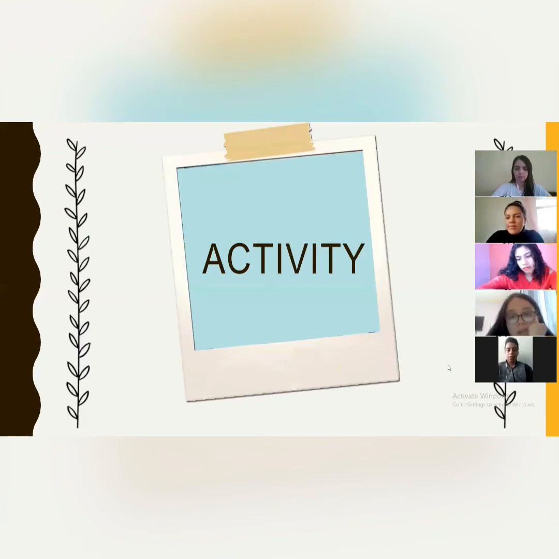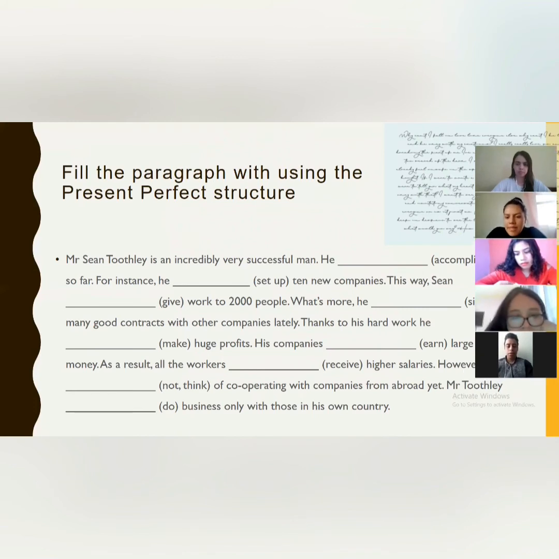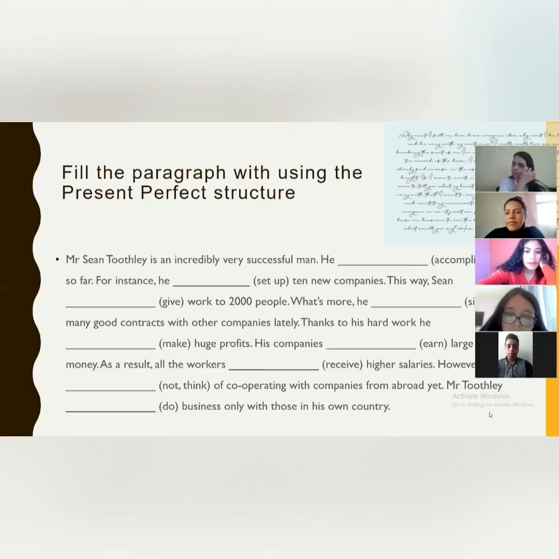Okay, students, let's practice what you have learned. So we have here a paragraph in which you have to fill the spaces with the verbs in the past participle form. So let's start. Okay, time is over. Melissa, can you read the first two sentences? Yes, teacher. Mr. Tudley is an incredible, very successful man. He has accomplished a lot so far.